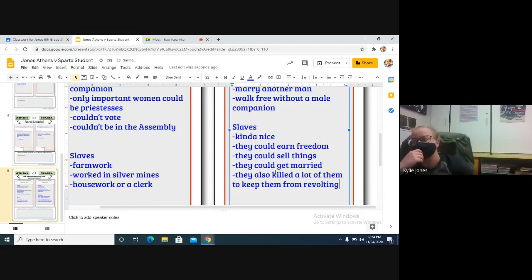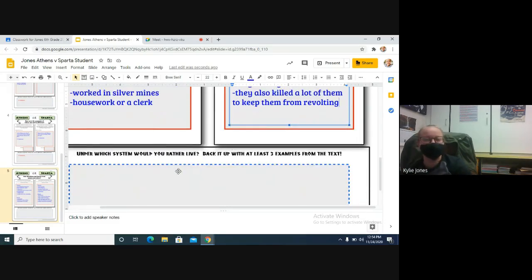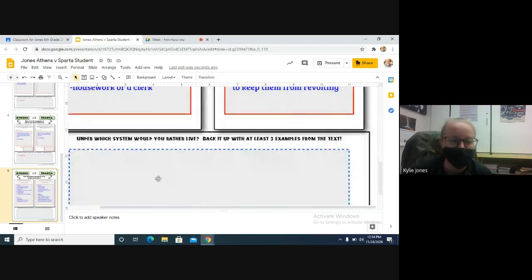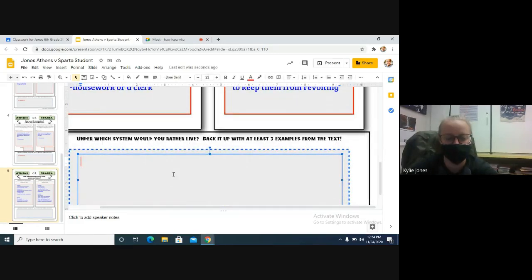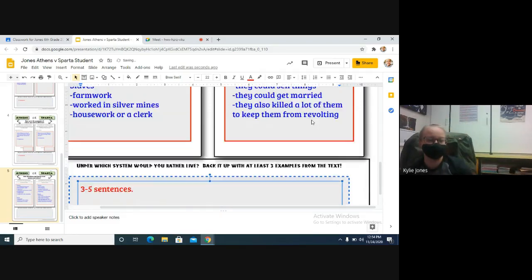Okay, so there's the stuff about slaves. So you guys can write those into complete sentences. You don't have to write everything, but complete sentences. And then on the bottom, you guys know the drill. Which one would you rather live in? And let's do that in 3 to 5 sentences, based off of this slide, not any of the other ones.